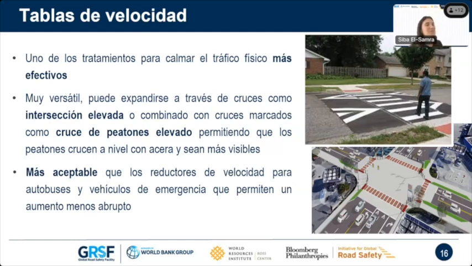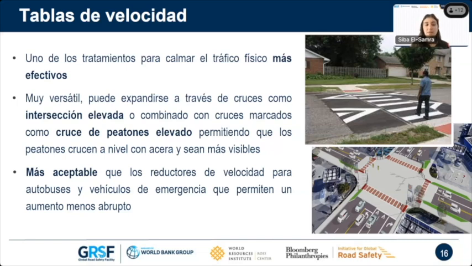Thank you. Speed table is another form of vertical deflection traffic calming. These are pretty similar to speed humps, except they have a different design. They have a flat top and a less abrupt transition on the sides, which makes them also very effective, yet with less of the impact. The negative impact on vehicles makes them more acceptable, especially for emergency vehicles, because they can go up and down more smoothly without the abrupt movement.